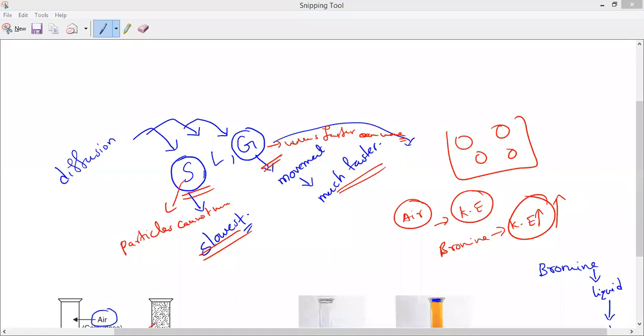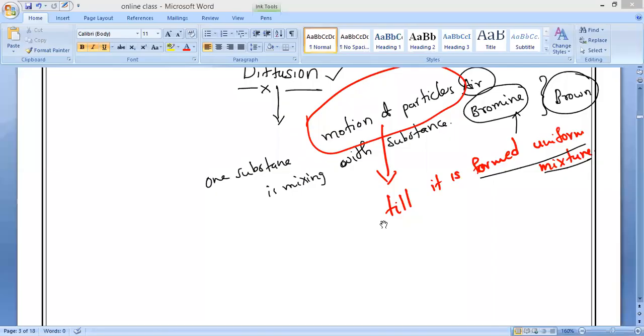So please allow me to write that point. The rate of diffusion increases on increasing temperature. Have you understood? That is the point you have to note down, everyone. The rate of diffusion increases on increasing the temperature of the diffusing substance. Any doubt? Is it okay, Hari?